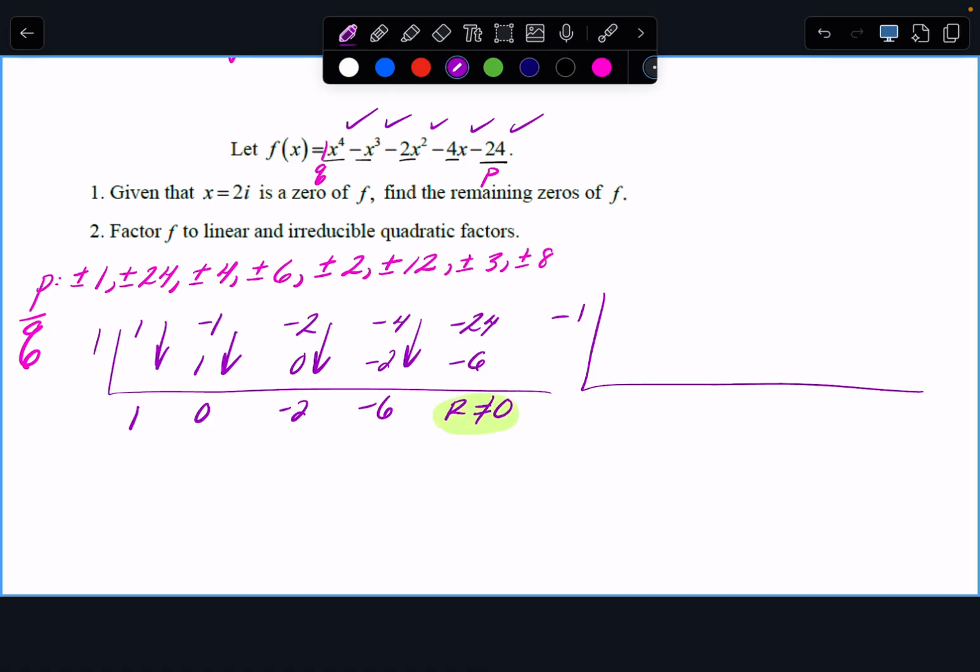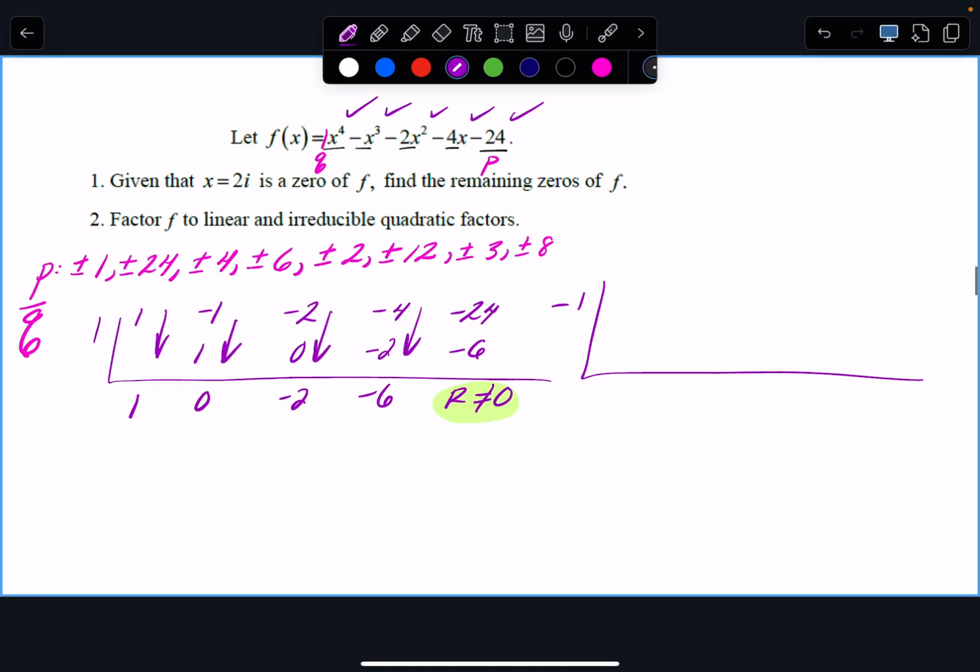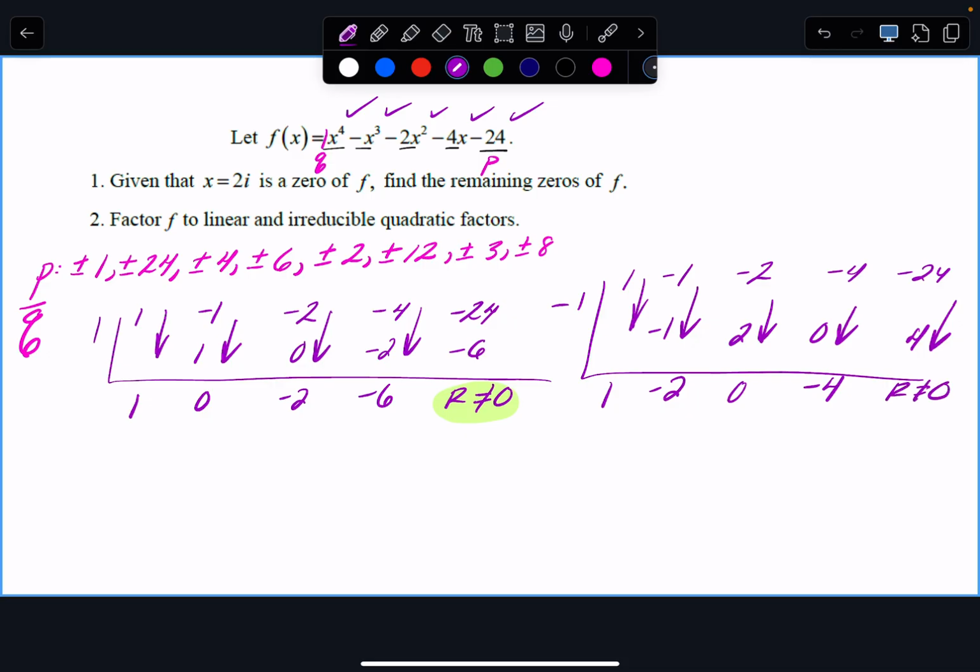I could have messed up, but I'm getting the remainders not 0 when I do 1. Are you guys getting a remainder of not 0? Okay, then move on. Let's try -1. I'm getting that the remainder is not 0 for -1.